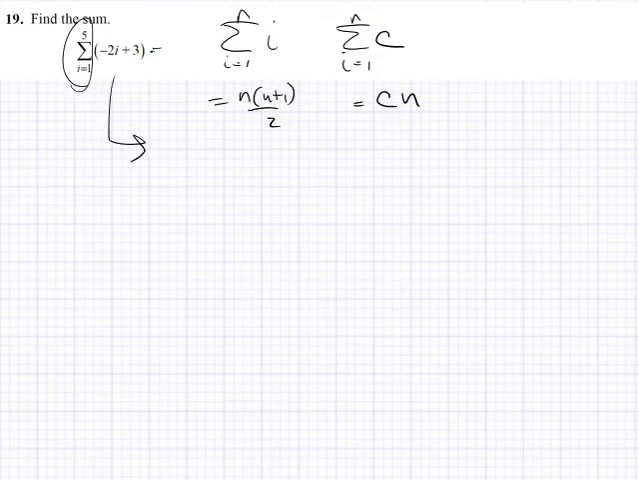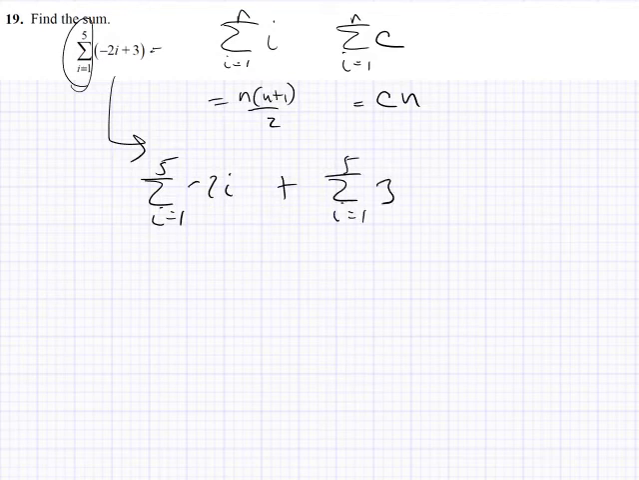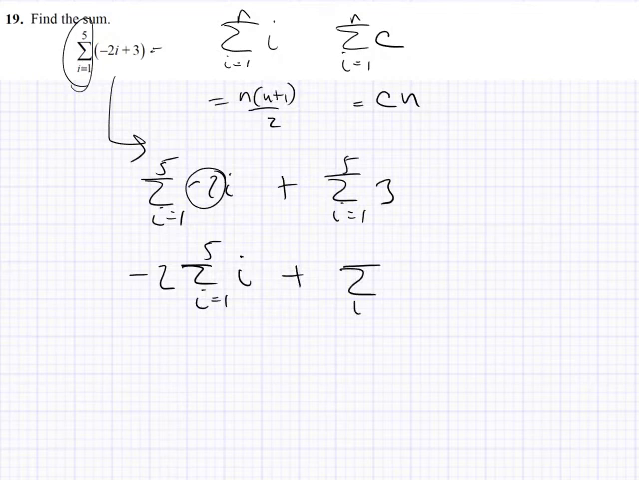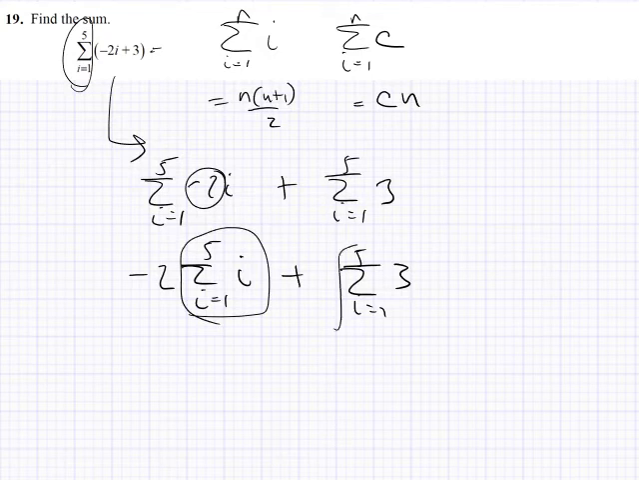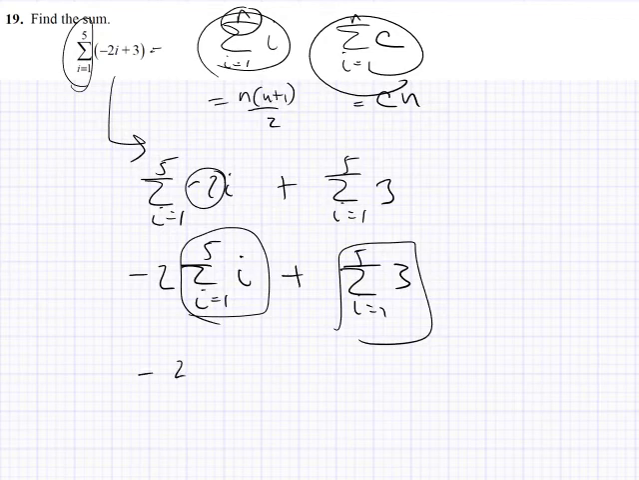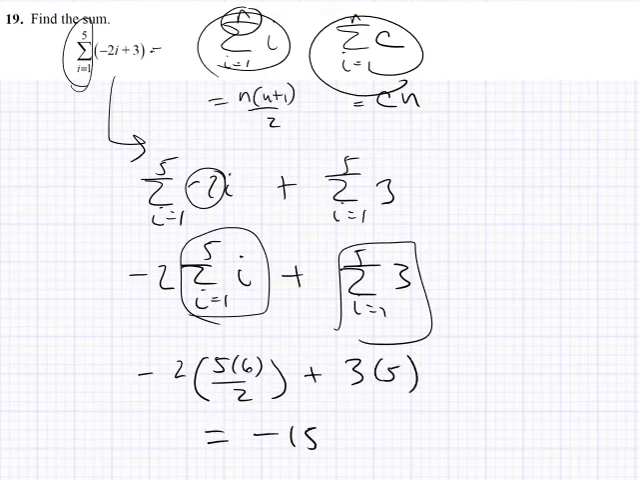So we're going to use some properties here. We can split this apart into the sum of i equals 1 to 5 of negative 2i plus the sum of i equals 1 to 5 of 3. Then we can pull this negative 2 out as a constant multiple. And now we have the sum of i and the sum of a constant, using these two formulas, where n is 5 in either case. We get negative 2 times 5 plus 6 over 2 plus 3 times 5. You do that computation, you see you get negative 15.